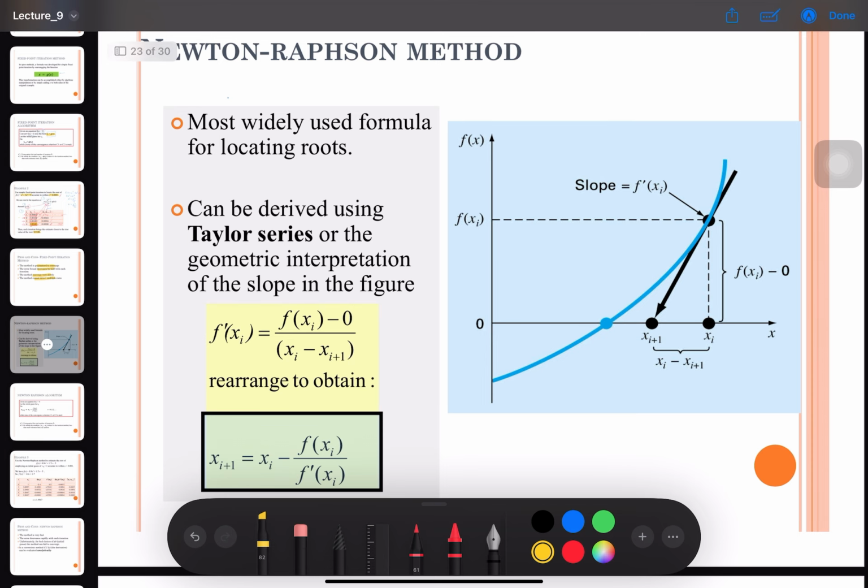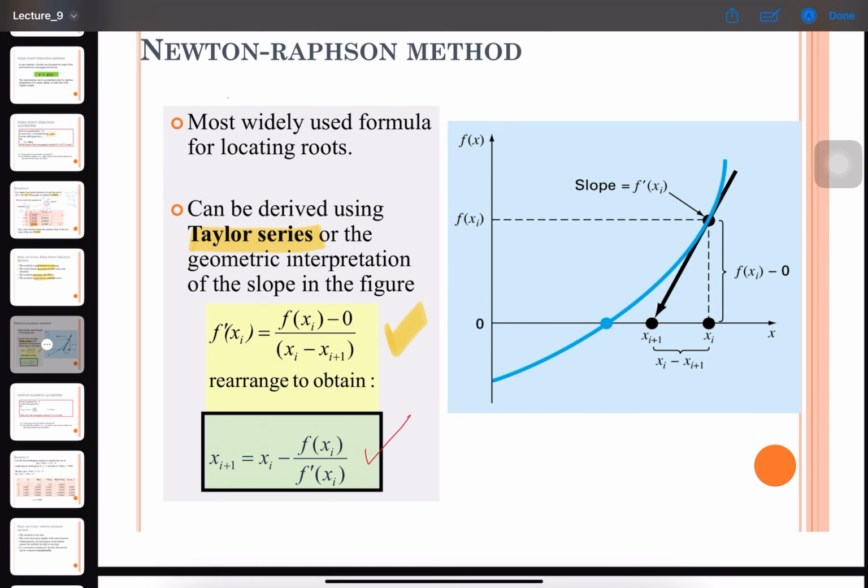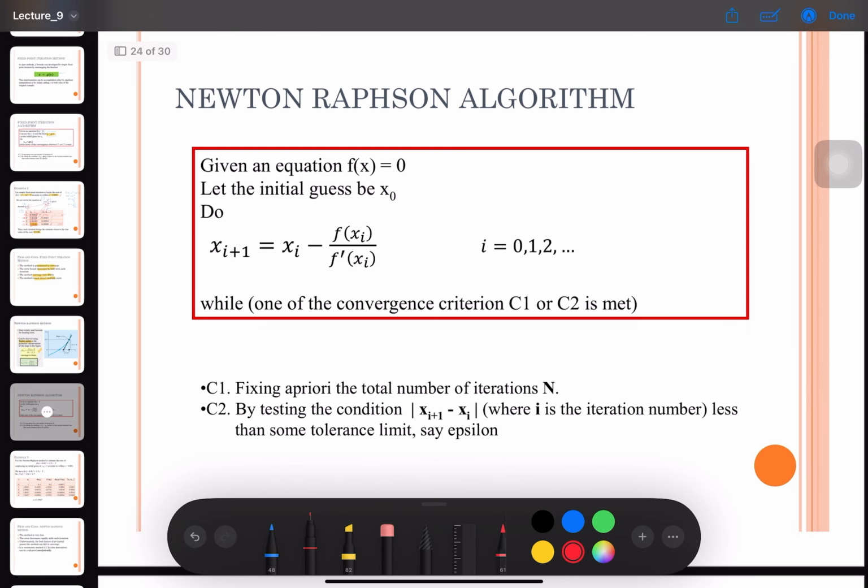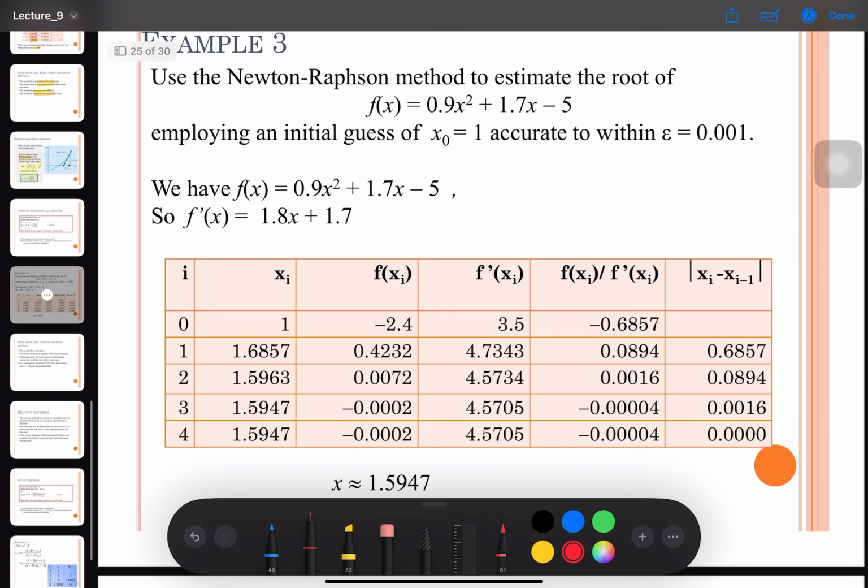Okay, the next method, our third method is Newton-Raphson. This Newton-Raphson, they derive it from Taylor series, and then this one is from your Taylor series, and then they have rearranged for you. So in Newton-Raphson method, we will use this formula, the one in the green box. Okay, this is the algorithm, the formula just now, the one in the green box. Okay, let's straight away go to example 3.